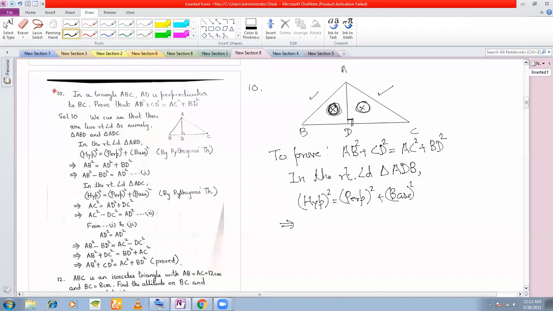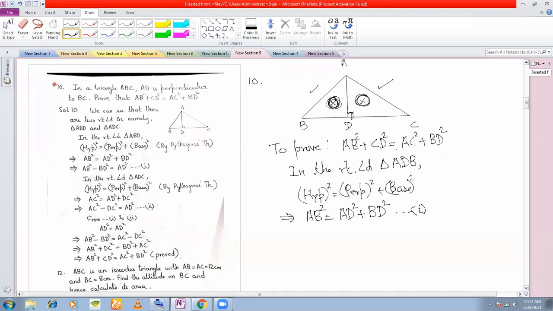That means the hypotenuse here in this case is AB. Perpendicular you can take as AD, and base is BD. Right? So I've got this. Let's call this one. Keep it as it is. We use the Pythagoras theorem in the next triangle also.